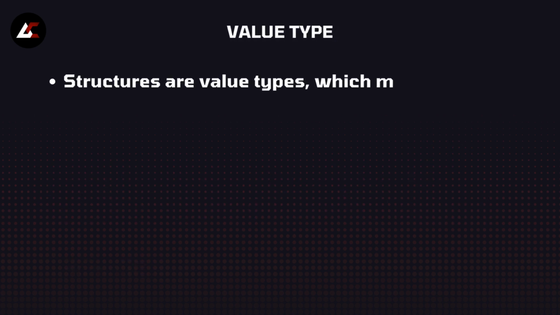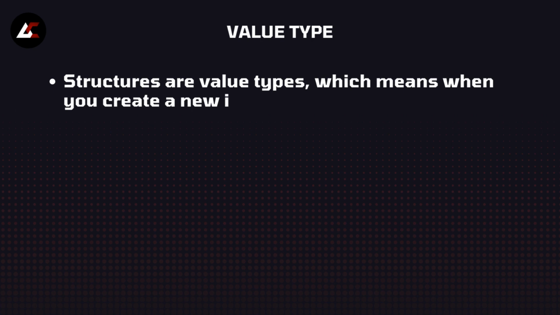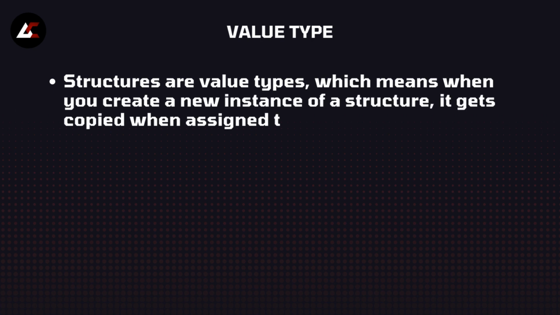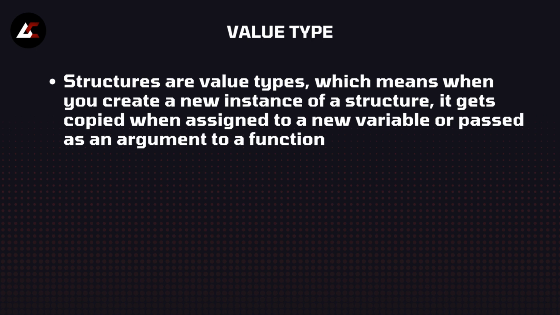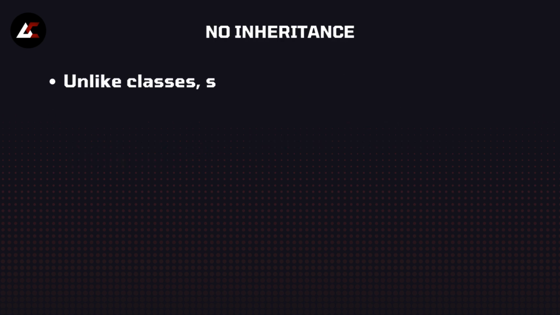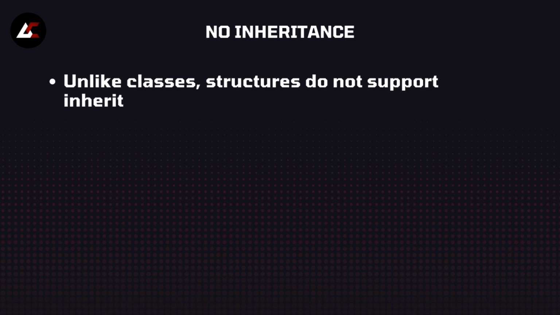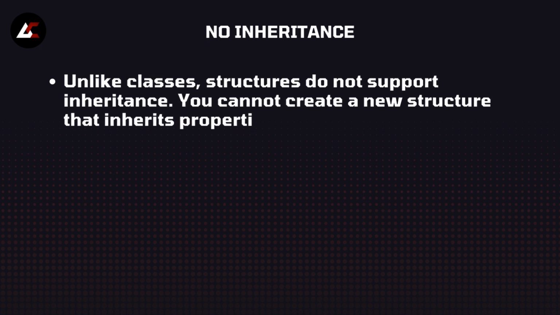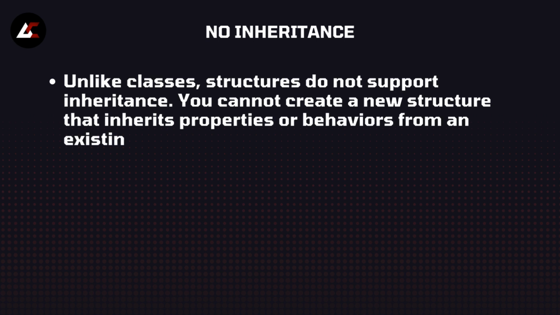Value type: structures are value types, which means when you create a new instance of a structure, it gets copied when assigned to a new variable or passed as an argument to a function. Each instance is independent of the others. No inheritance: unlike classes, structures do not support inheritance. You cannot create a new structure that inherits properties or behavior from an existing one.